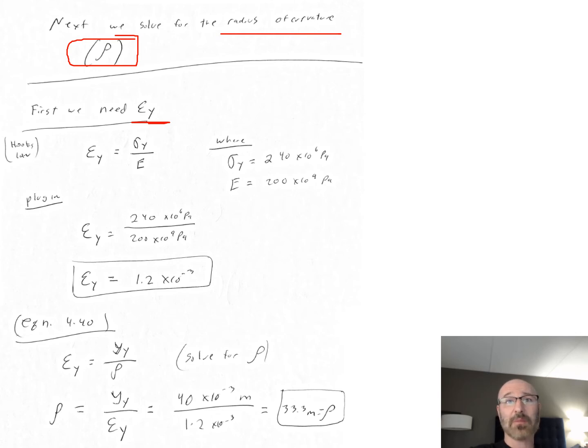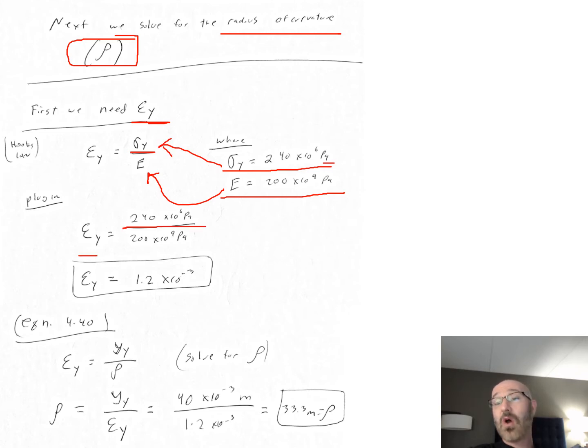So from Hooke's law, we have epsilon sub y is equal to sigma y over E right there, where they give us our sigma y in the problem statement, 240 times 10 to the 6 pascals, and our E, our modulus of elasticity, is given to us as 200 times 10 to the 9th pascals. I can plug that in there and find my epsilon sub y, 240 times 10 to the 6 pascals over 200 times 10 to the 9th pascals. So our epsilon sub y, my strain in the y direction right there, is 1.2 times 10 to the negative 3rd.